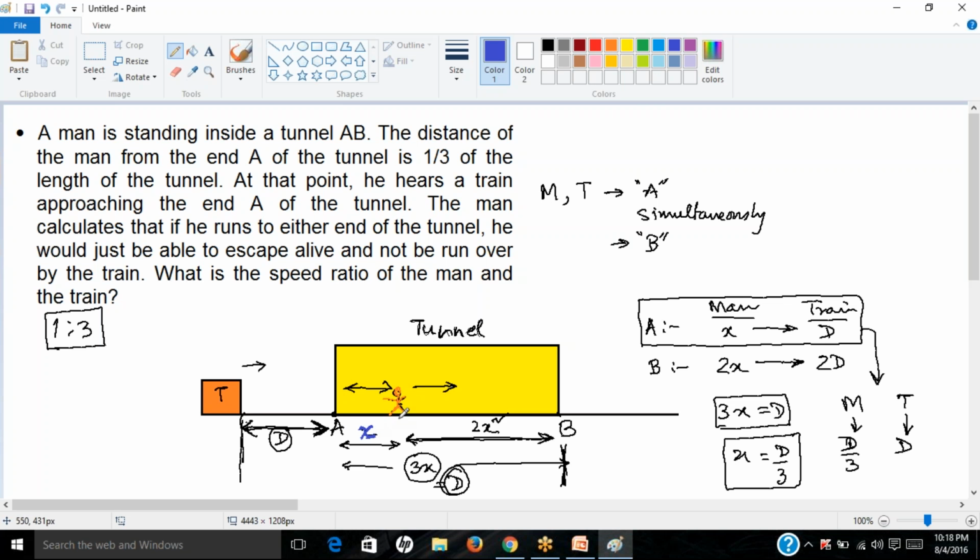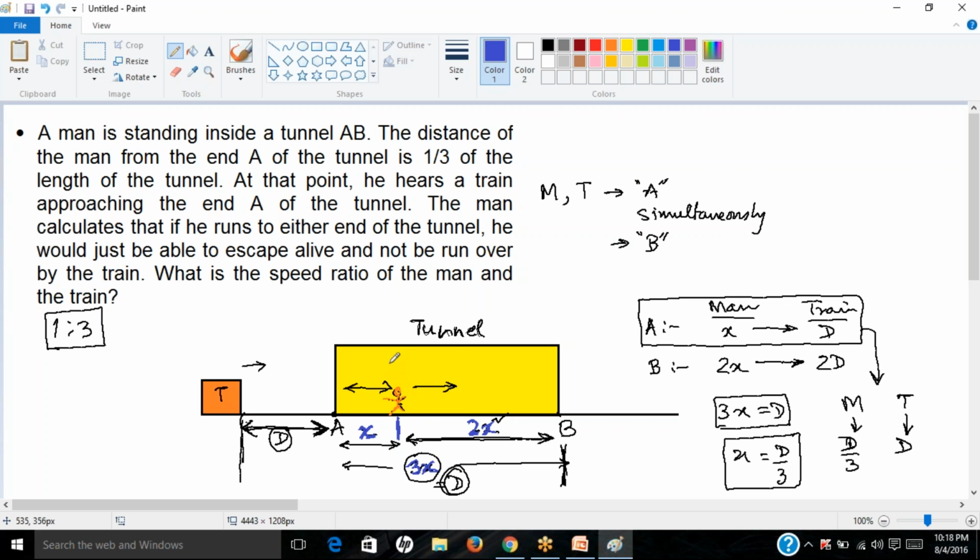So if I say that from the point where he is standing to A is x, the other point B must be 2x. Only then the total length will be 3x. That means the man is standing 1/3 inside the tunnel. Till here it is fine.